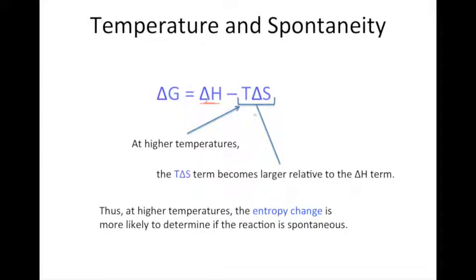Thus, at higher temperatures, the entropy change is more likely to determine if the reaction is spontaneous or not. So if you have a positive delta S, the larger the temperature is, the more likely delta G is to be negative. If you have a negative delta S, at higher temperatures, it makes it even more likely that delta G will be positive. So take a few minutes and convince yourself of that relationship.